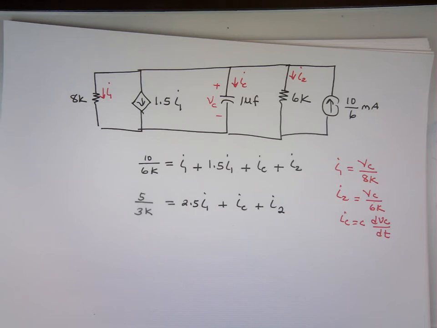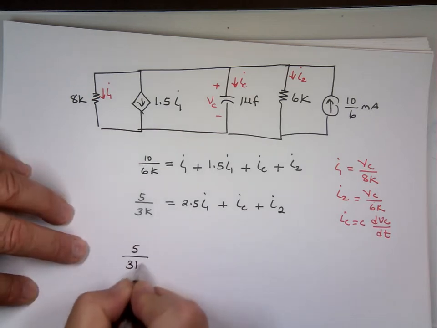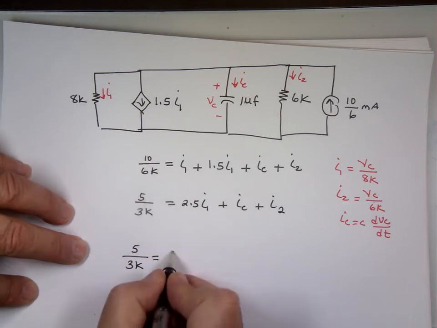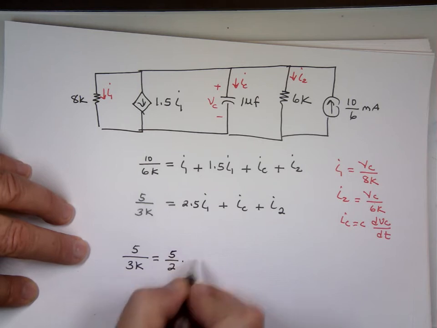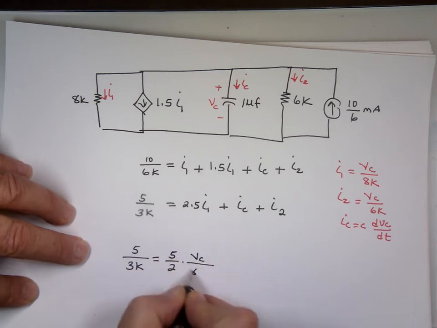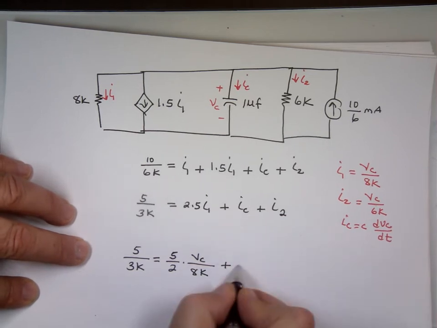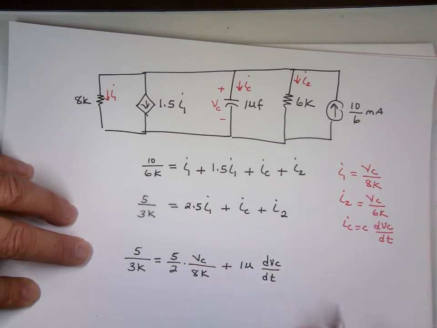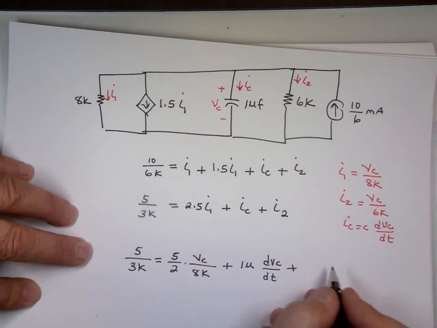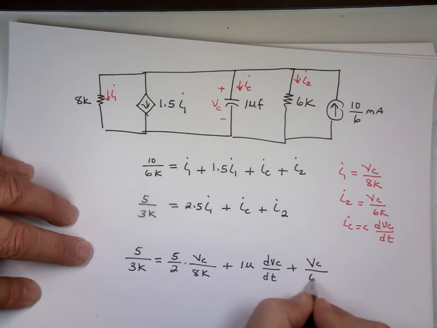So if I replace them all with their equivalent value, I'll have one equation by one unknown. That's 5/2, right? Times I sub 1. What's I sub 1? VC over 8K plus I sub C, which is C, 1 micro, times dVC dt, plus I sub 2, which is what? VC over 6K.